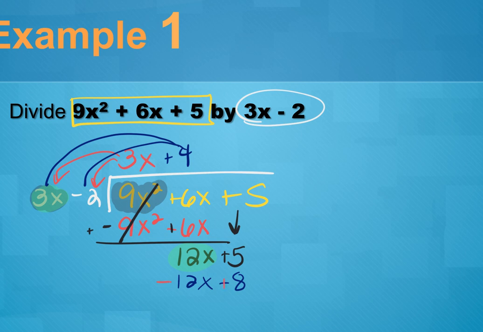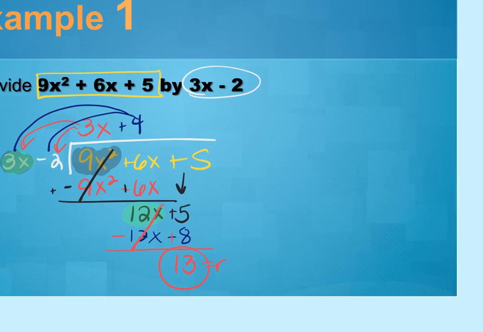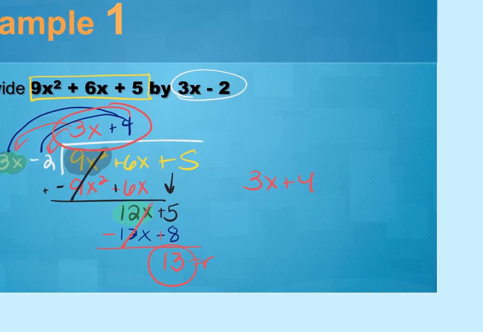And then we change our signs. This cancels like it should. And I get 13 at the end. There is no way to multiply 3x by something to get to 13. When the exponent on what you're dividing into is smaller than what you're dividing by, you're done. That is my remainder. So my quotient, which is 3x plus 4, we add to it the remainder, which is 13, over the divisor, which is 3x minus 2.